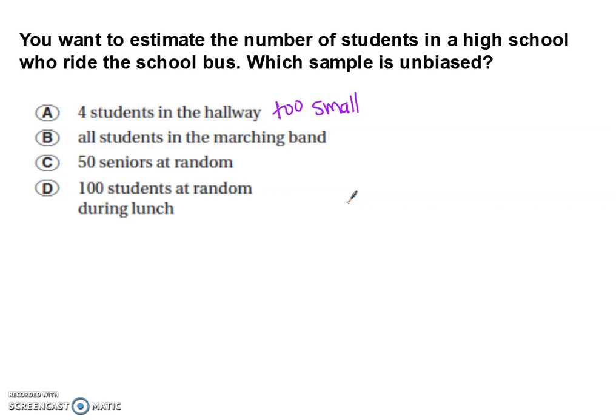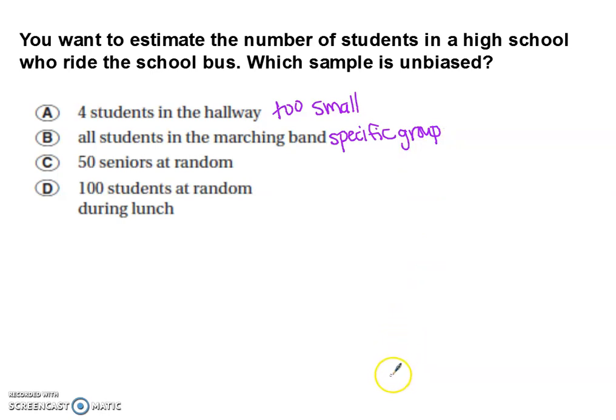Look at letter B. All the students in the marching band. Now, if you're in the marching band in high school, you have 0 period, you can't ride the bus. You're targeting a group of people, and this group of people are going to have the same issues as everyone else in this group of people. It's a specific group and it's an issue. We can't use that. It's too specific. It's not random.